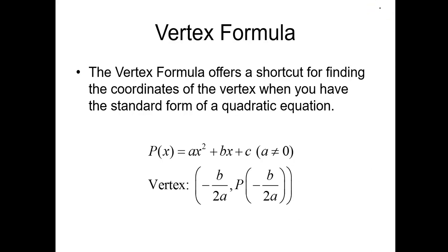Okay, and here's yet another way to find some information. I'm showing you lots of different things. Maybe you can pick and choose what's going to work best for you, but be familiar with all of them. The vertex formula offers a shortcut for finding the coordinates of your vertex when you're in standard form of your quadratic equation. Basically, the x-coordinate is negative b over 2a, and then whatever you get for that, you can plug in for x to see what the y-coordinate would be.